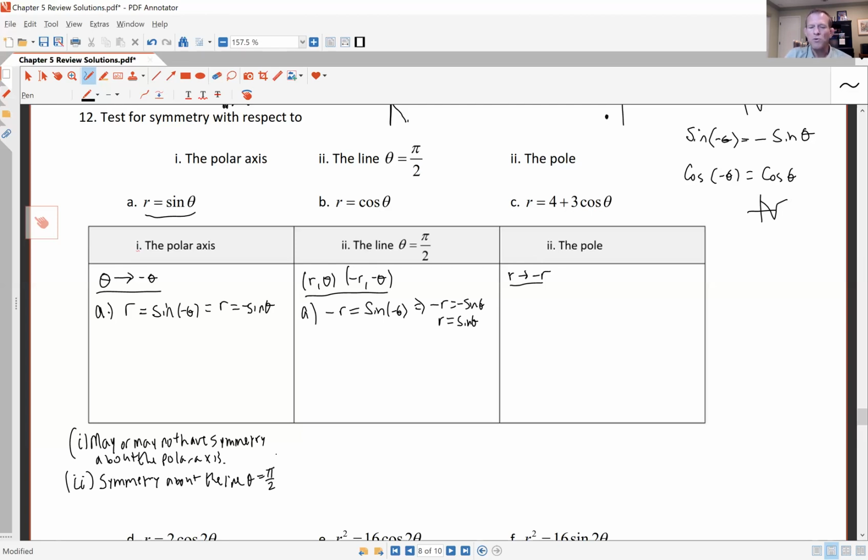And then about the pole, we change r to negative r. And we have negative r equals sine theta, or r is equal to negative sine theta. So I put an X through that to say, well, we've changed the equation. That one, we kept it the same. That one we changed it. So I can't say that we have symmetry about the pole, but we can say that it may or may not have symmetry about the pole.